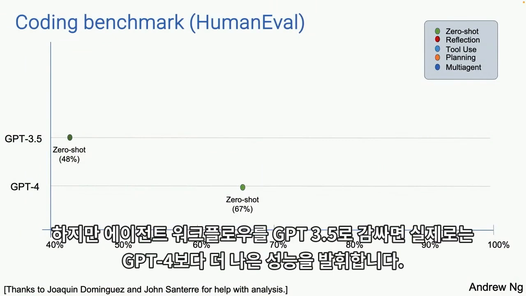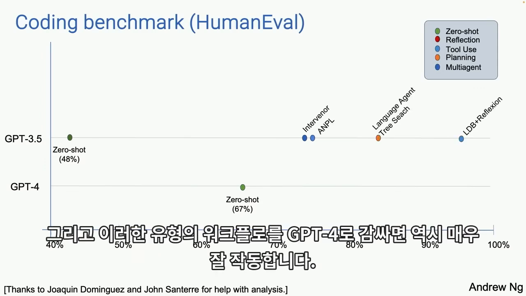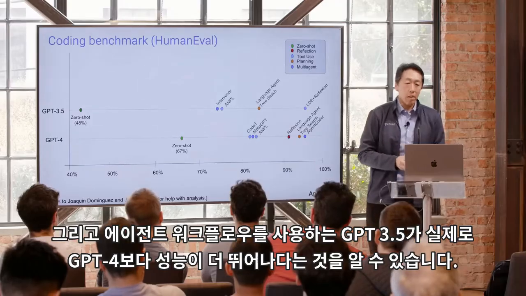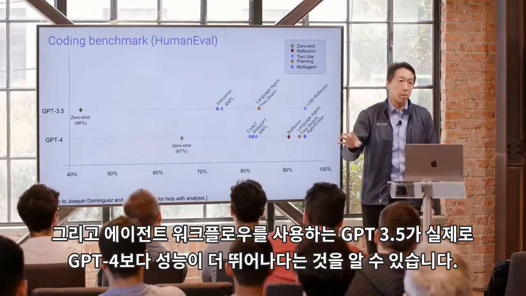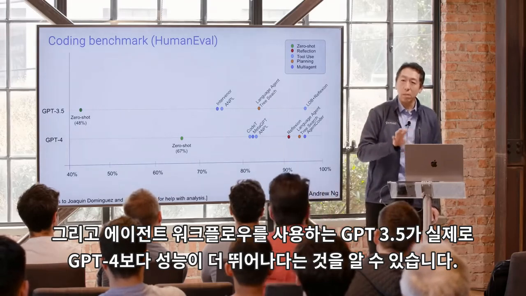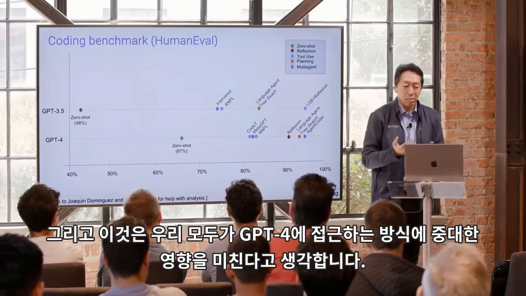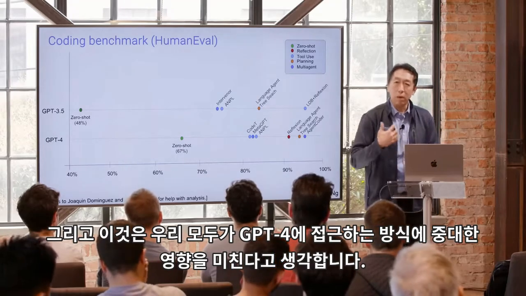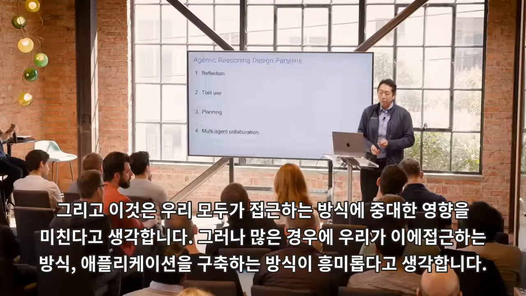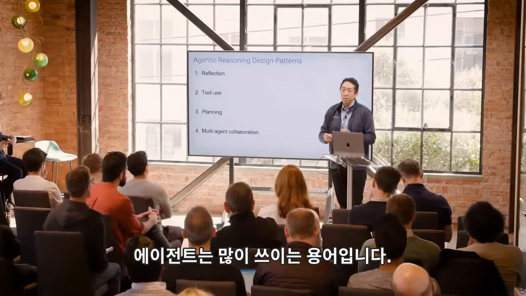But if you take an agentic workflow and wrap it around GPT-3.5, it actually does better than even GPT-4. And if you wrap this type of workflow around GPT-4, it also does very well. And you notice that GPT-3.5 with an agentic workflow actually outperforms GPT-4. This means that this has significant consequences for how we all approach building applications. So, agents is a term that's been tossed around a lot.